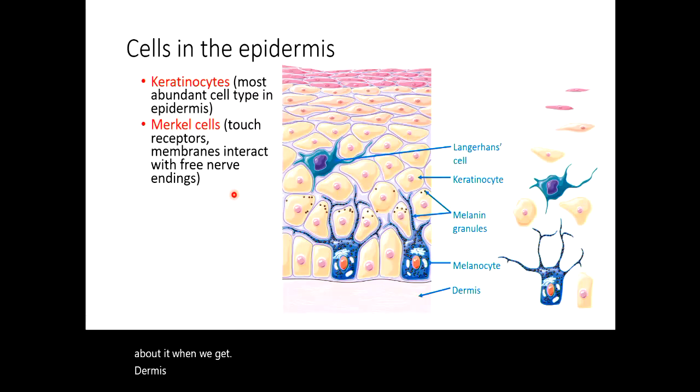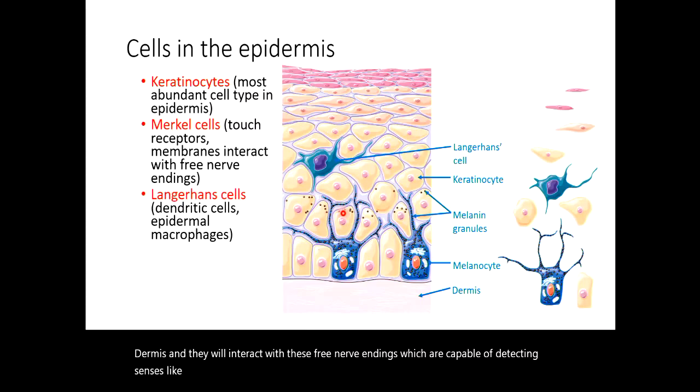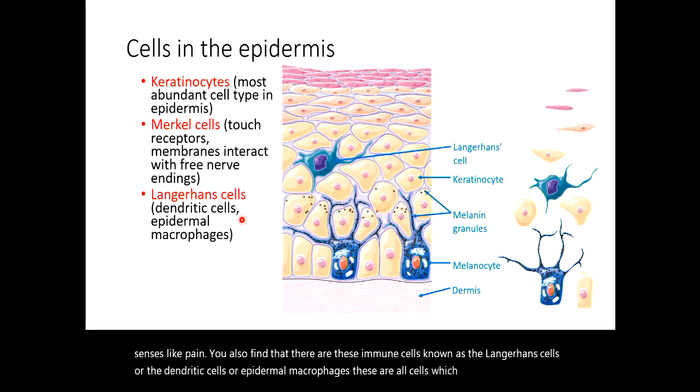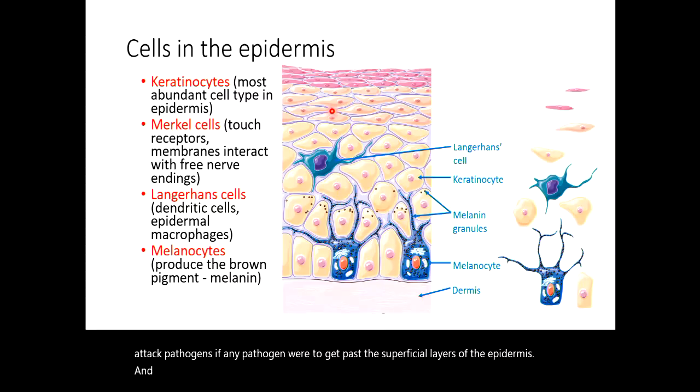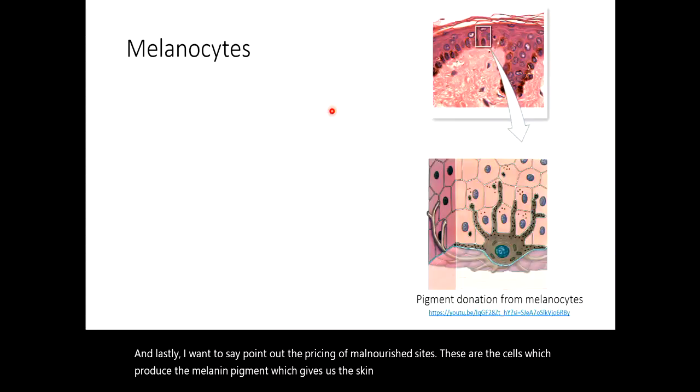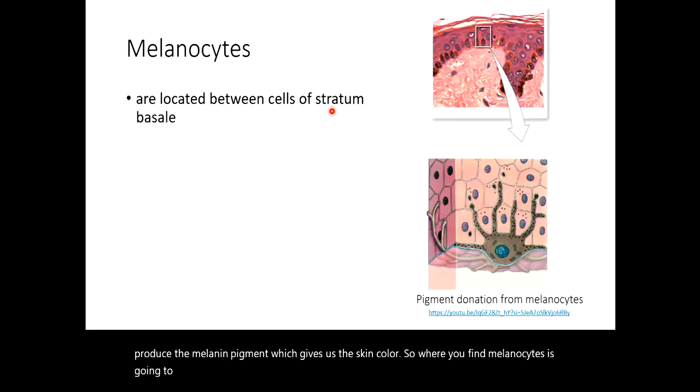And they will interact with these free nerve endings, which are capable of detecting senses like pain. You also find that there are these immune cells known as the Langerhans cells or the dendritic cells or epidermal macrophages. These are all cells which can attack pathogens if any pathogen were to get past the superficial layers of the epidermis. And lastly, I want to point out the presence of melanocytes. These are the cells which produce the melanin pigment, which gives us the skin color. So where you find melanocytes is going to be in stratum basale.